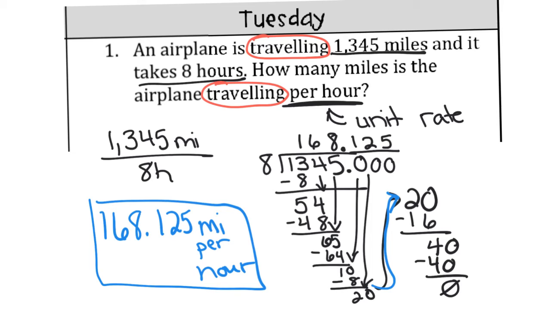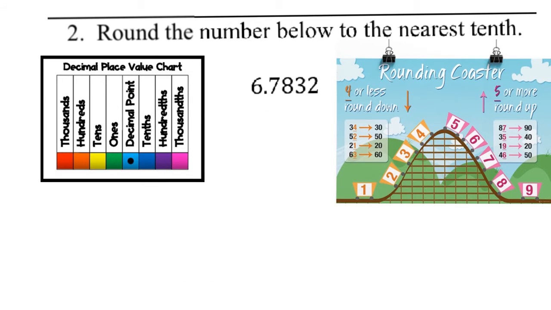Okay, moving on to the next question. Okay, question 2, round the number below to the nearest tenth. So the first thing we have to know is, where is our tenth place? If we start by looking at our decimal place value chart, we know the number behind the decimal place is the tenths place, so we're looking at the 7.